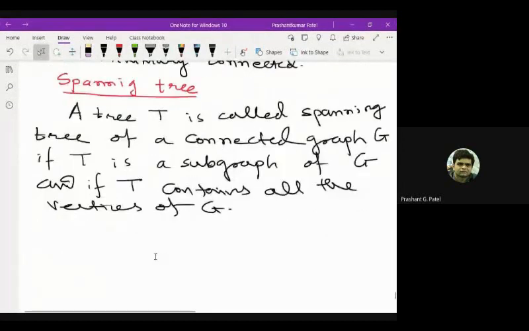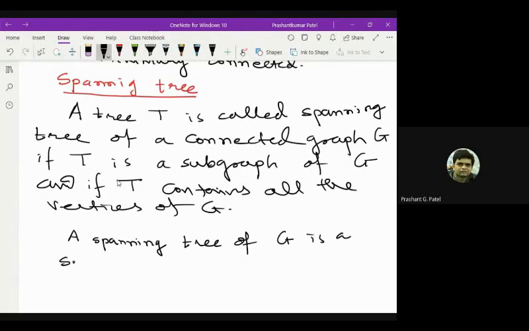So in other words, a spanning tree is also known as a spanning subgraph, which is a tree. If you recall your definition of a spanning subgraph, a spanning subgraph is a subgraph in which the vertex set is the same. So a spanning tree of G is a spanning subgraph of G that is a tree.